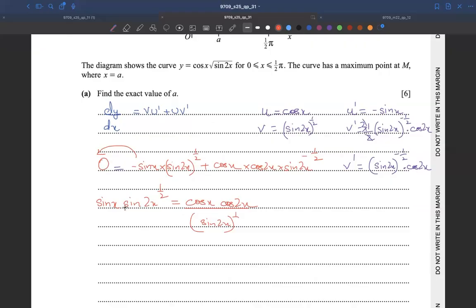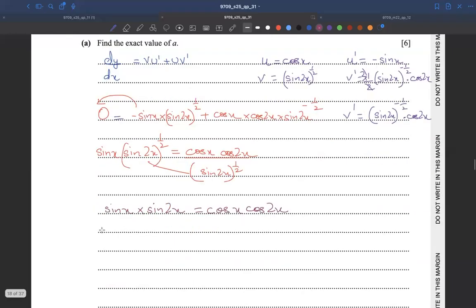And it is important we put the bracket over here. Now when we multiply sine 2x to the power of half by the same, what we'll get is sine of x into sine of 2x equals cos of x cos of 2x. Now simplifying this, if we bring it to the left hand side, we'll get sine of x sine of 2x minus cos of x cos of 2x equals 0.